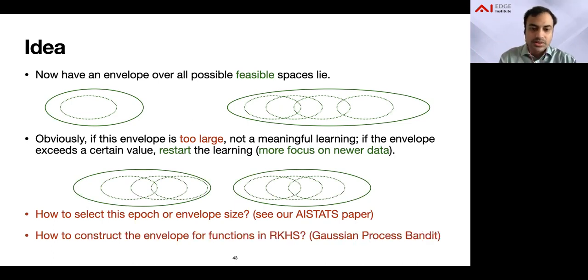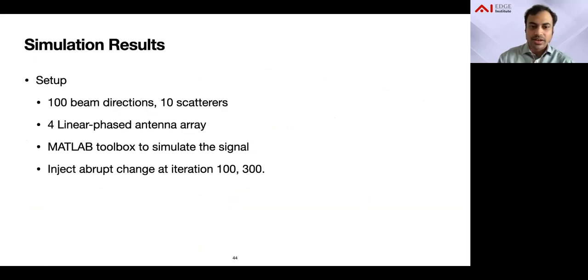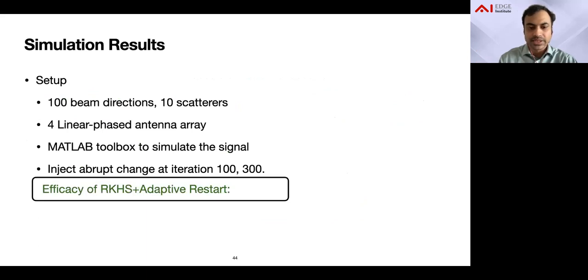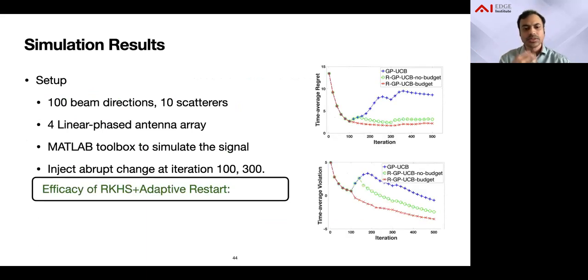To construct that envelope, again we use the Gaussian process bandit. It is a nice property that if you have functions in the RKHS, you can learn using this Gaussian process bandit. As I mentioned, the idea is to have some kind of meaningful guarantee. We first ran a simulation using the MATLAB toolbox, and we injected abrupt changes at iteration numbers 100 and 300. We have two versions of our algorithm: no budget and budget. The budget version means that we are using some kind of estimate of how large the change can be, which someone gives you. In the no budget version, we are not using any estimate.